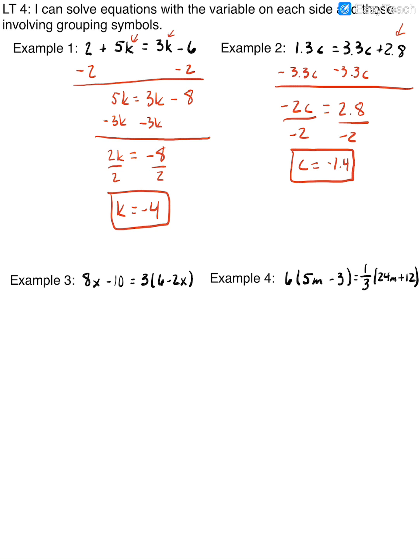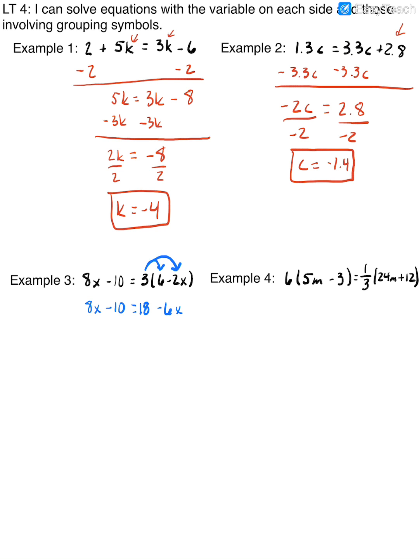Okay, so now they're going to start involving some parentheses here. Kind of like order of operations, I want to deal with that. So I'm going to use the distributive property. That means that 3 gets multiplied to both the 6 and the negative 2x. So I get 18, because 3 times 6 is 18. 3 times negative 2x is negative 6x. I bring the other terms down because I haven't done anything to them yet. And so now I have the same setup as what I had in example 1.